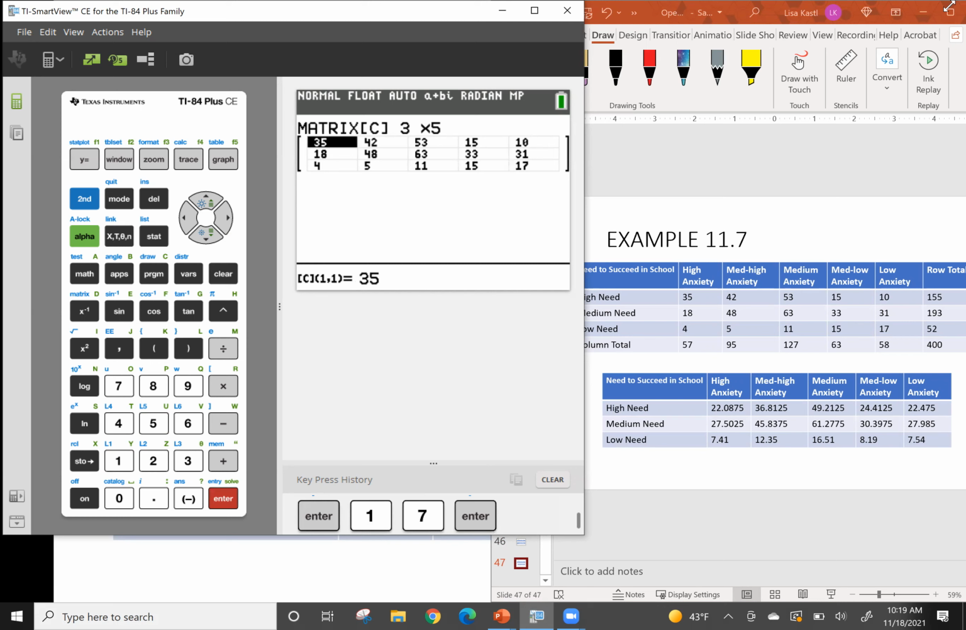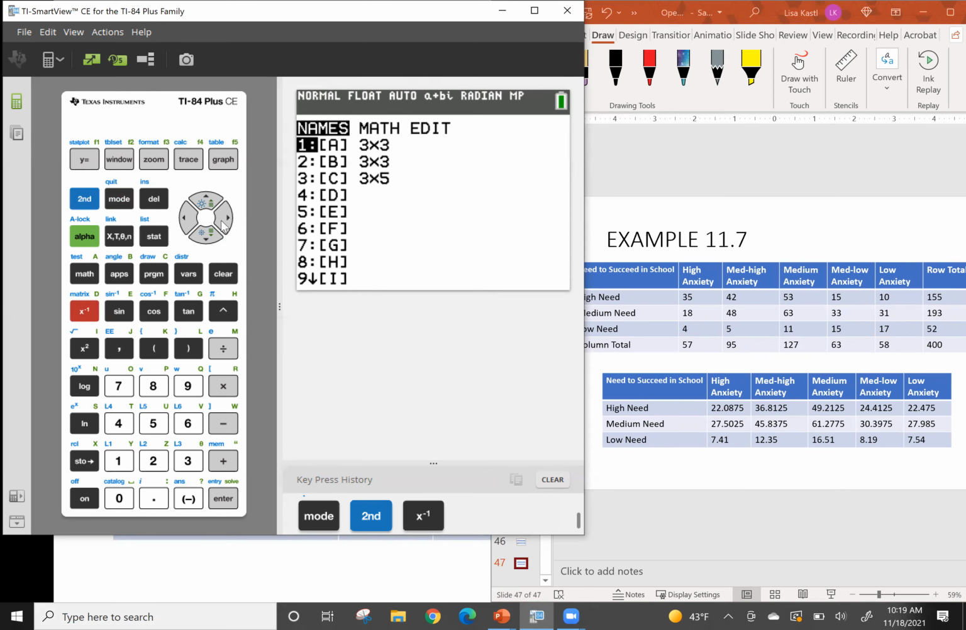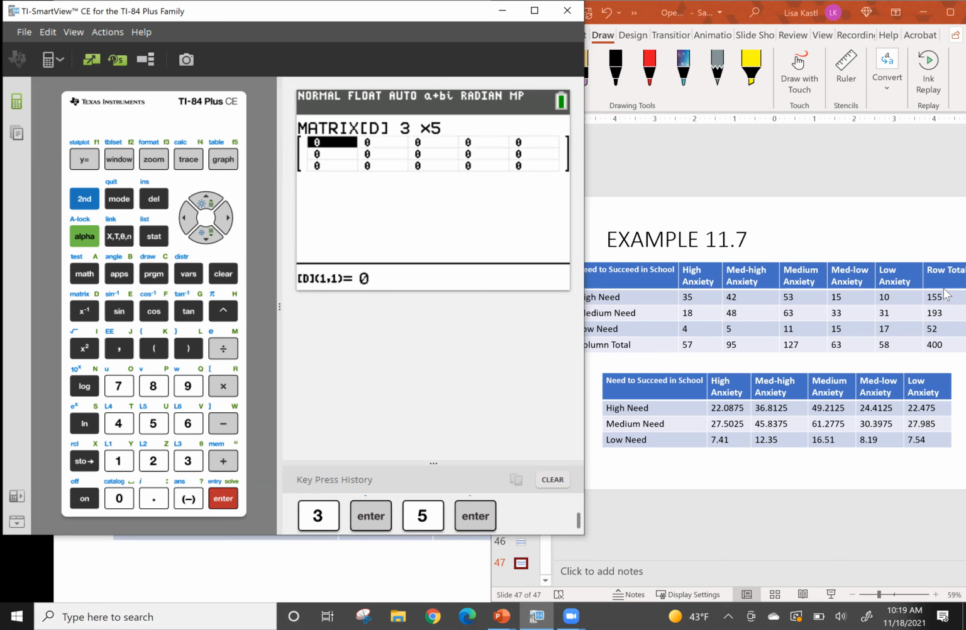Okay, so let's make sure I've got this in here correctly. It looks good. So there are the observed values. Now I'm going to put this table that I created with the expected values in. So I'm going to exit out of here, go back into my matrix menu, go over to edit, and I'm going to put that in D. Okay, it's a 3-row, 5-column table. All right, so let's put this in here.